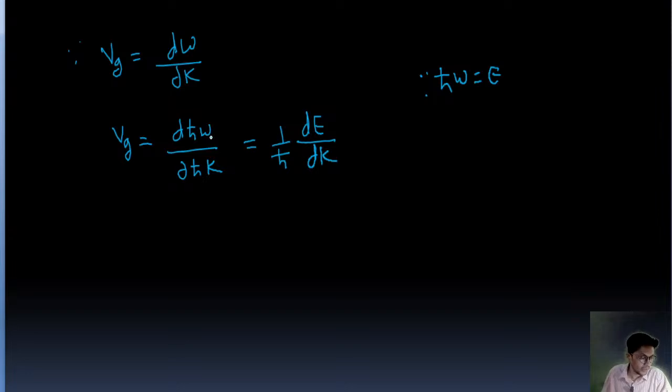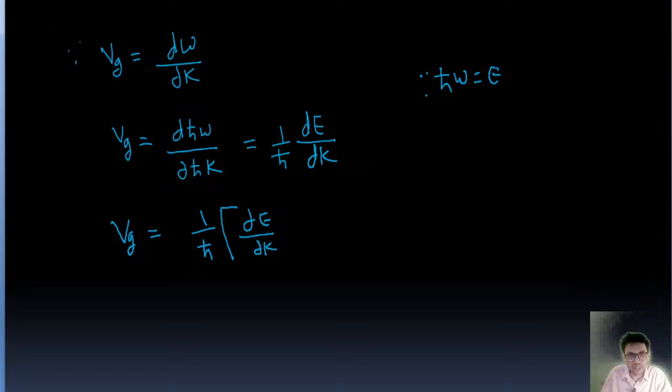So now we can write Vg equal to 1 upon h cut dE upon dk. We can do one thing: we can multiply by dkx and divide by dkx. So we write it as d upon dkx times dkx upon dk, right? We can write like that. Okay, dkx and dkx.